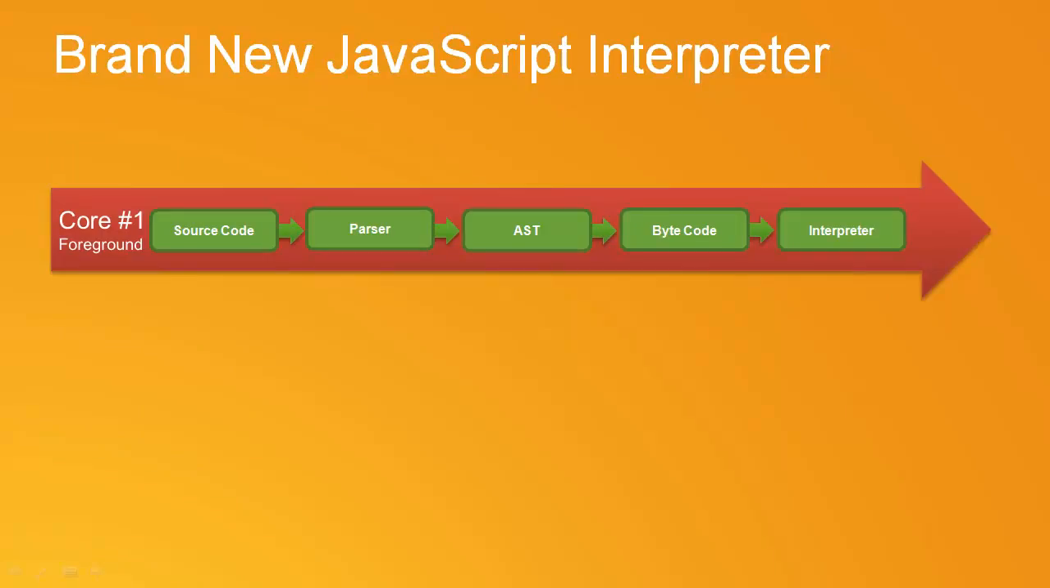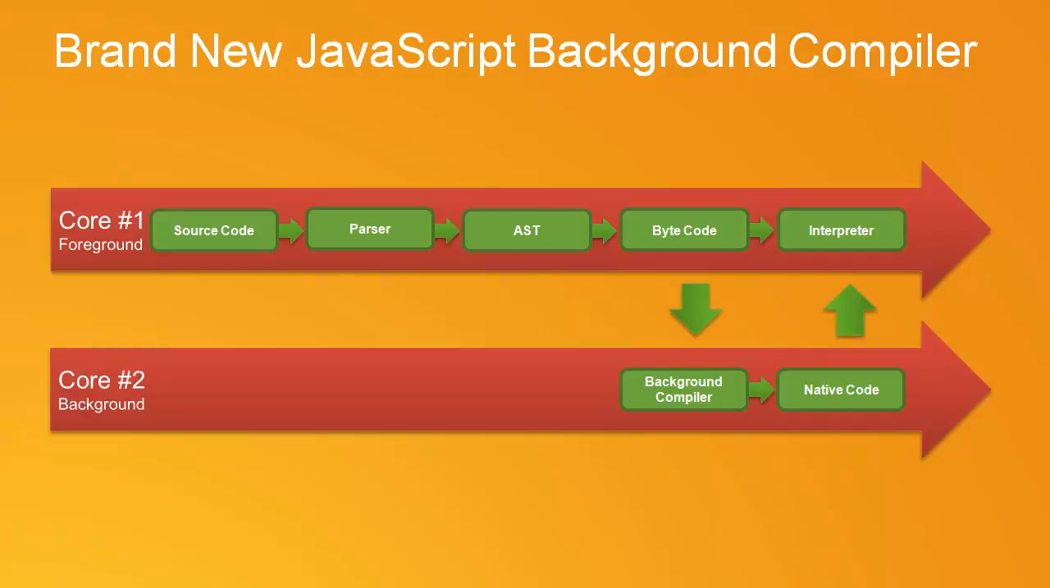On the first core, we have things just as usual. We have the source code, which is fed to the parser, and after that, an abstract syntax tree is built, which eventually is going to be turned into bytecode, and that bytecode is what the interpreter is going to be utilizing to execute. On the second core now, we're going to be having some background compilation happening.